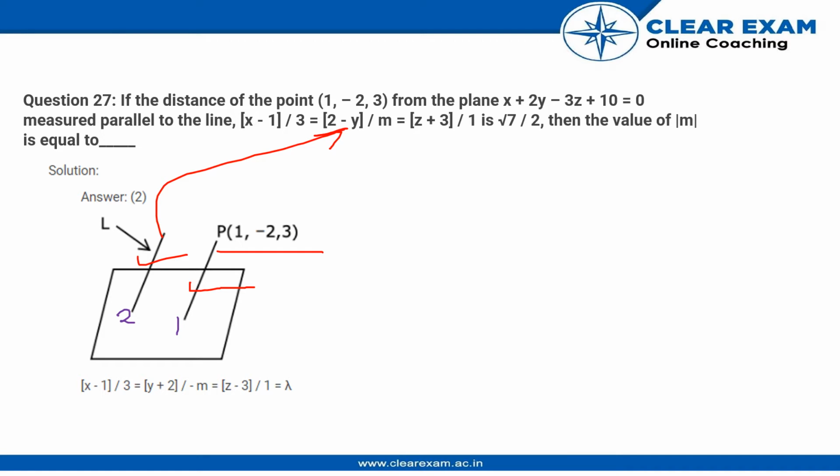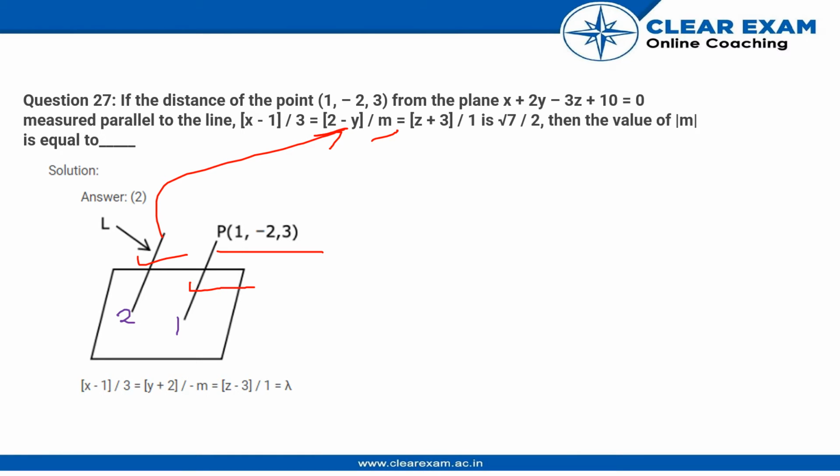Once we have the direction ratios, we can find the point of intersection of this line with the plane, and from that we can find the distance of the point, because the distance is root 7 by 2, and from that we can find this m. So how are we going to do it?